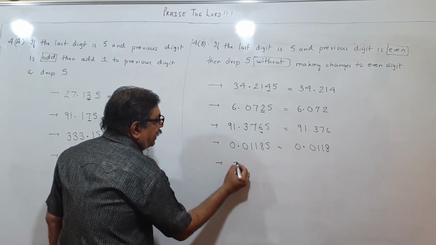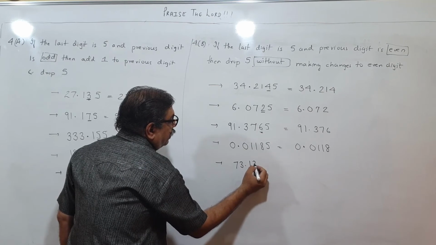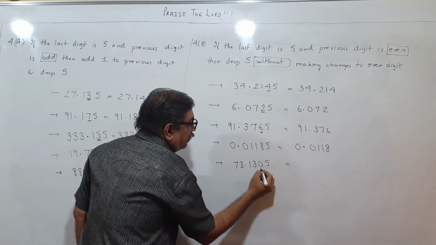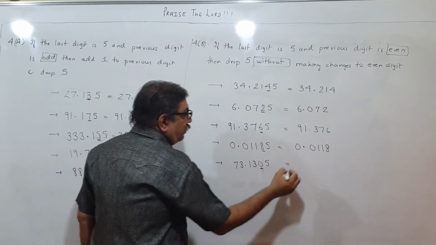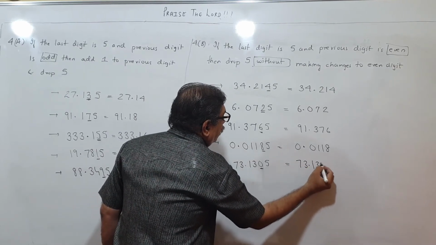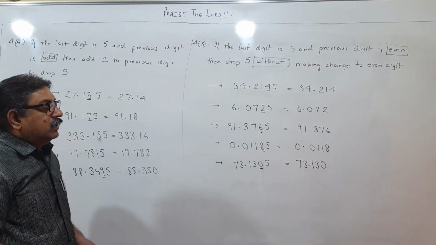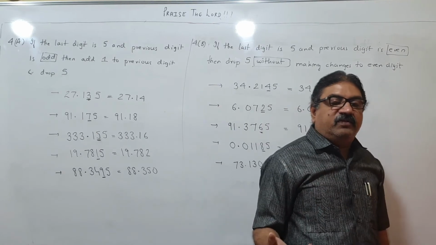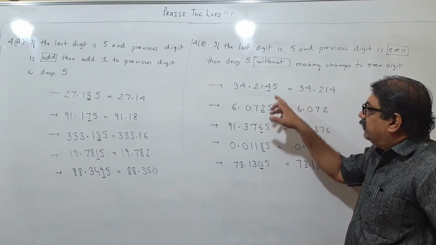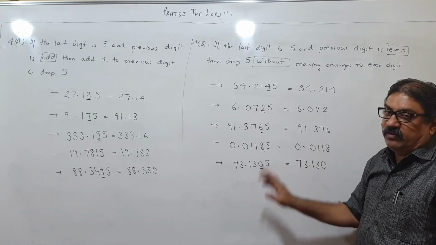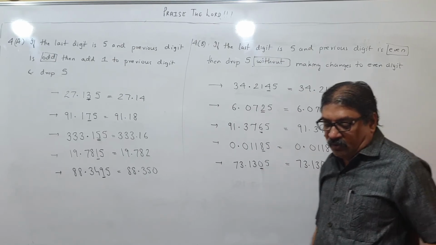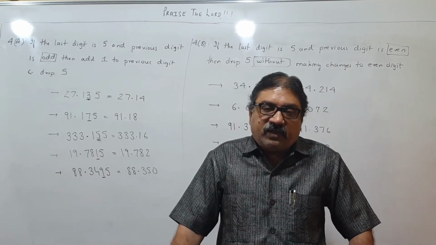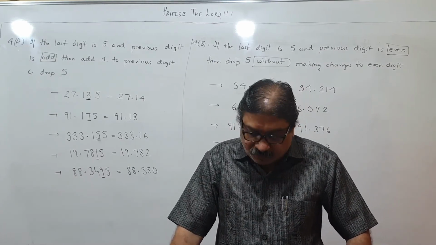And if I have got a number like 73.13205, this was an even number, so this will be 73.132. So like this, if the number preceding 5, the previous digit, is even, then we don't make any changes in the even digit, it remains the same, we simply drop 5. So how do we round off the last digit 5? We will have to be very careful whether the previous digit is even or odd.